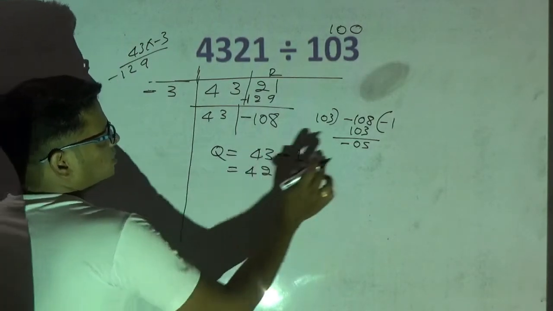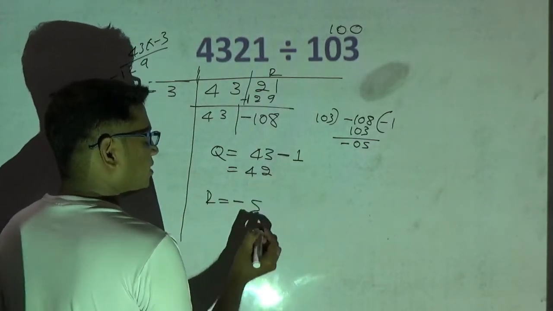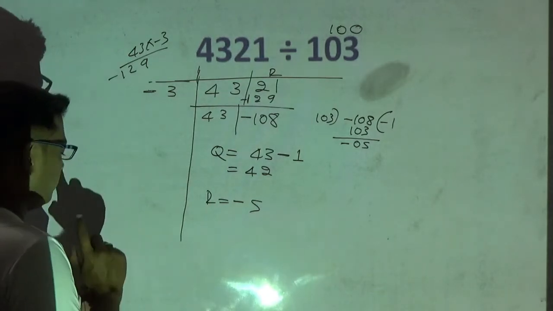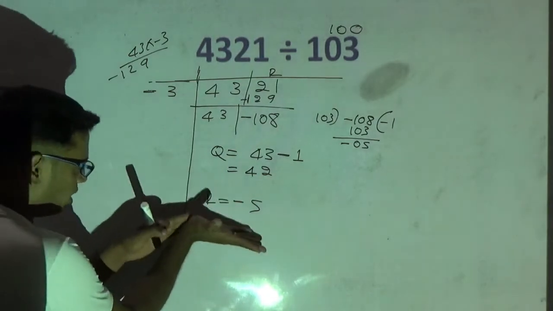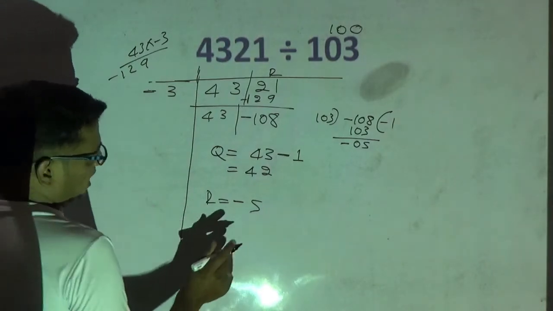Please observe now. What is the remainder I got? Minus 5. Will you get a negative remainder anywhere? No, you cannot get a negative remainder. But I got it in my Vedic mathematics. So you need not worry. You just need to make some adjustment now.